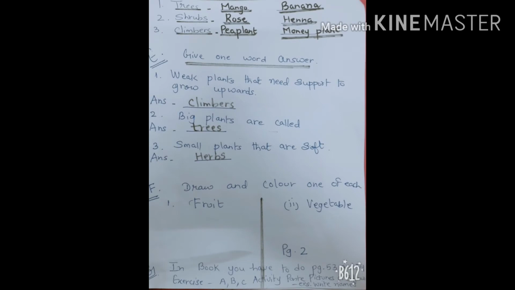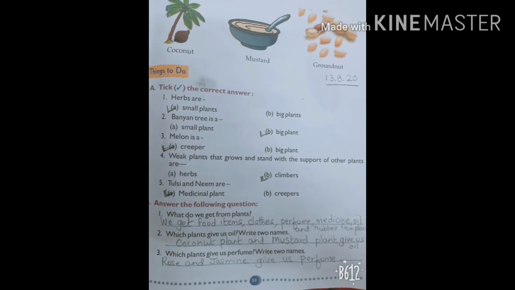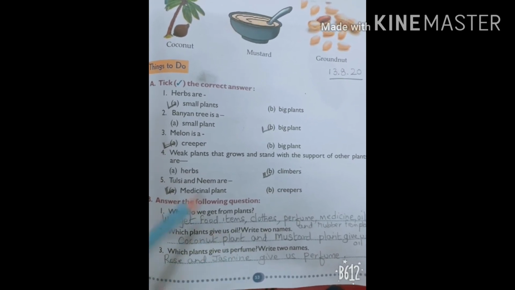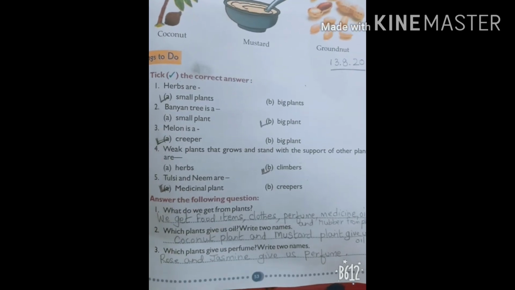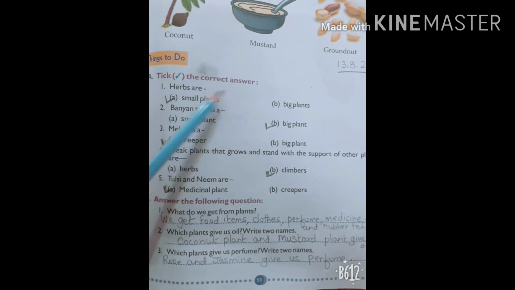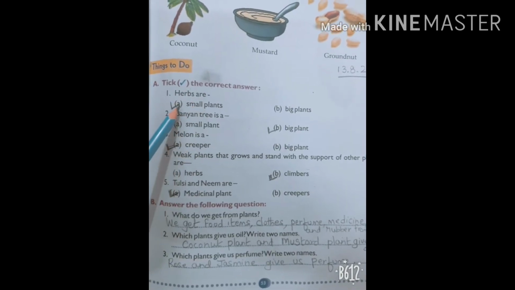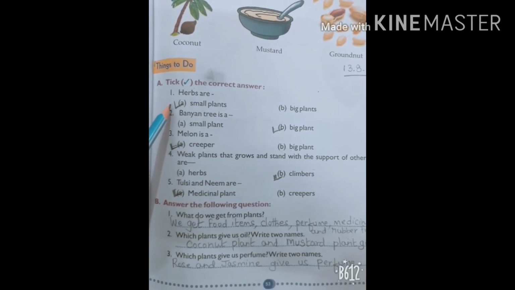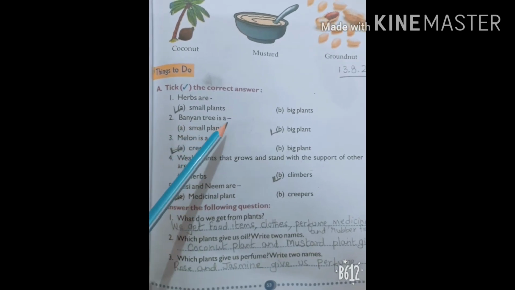Now with me, take out all of your page number 53. So this is page 53. Now the exercises which are on page number 53 and 54, those exercises you have to do in the book only. Now exercise A. Tick the correct answer. 1. Herbs are A, small plants, B, big plants. They are small plants, so you are going to take A.